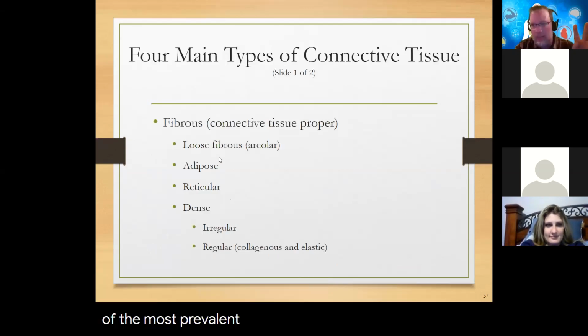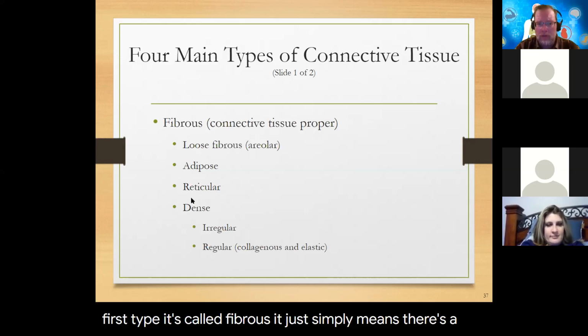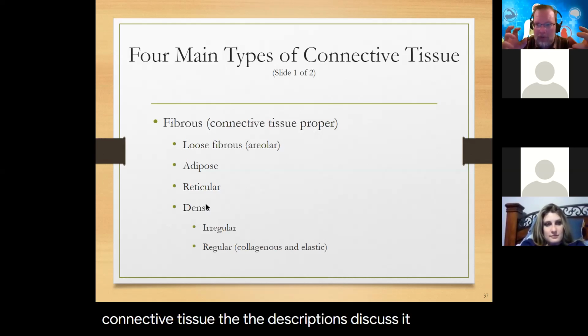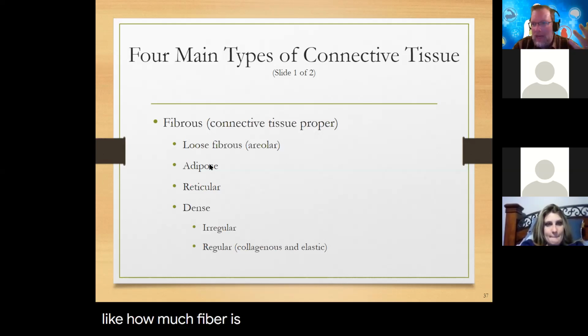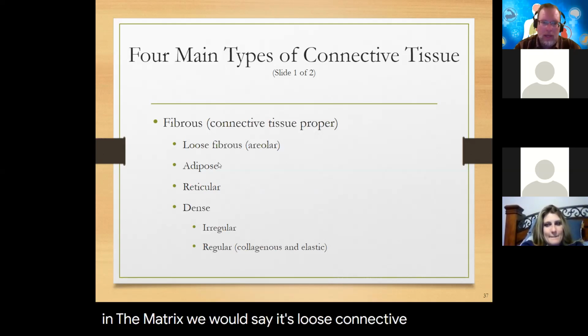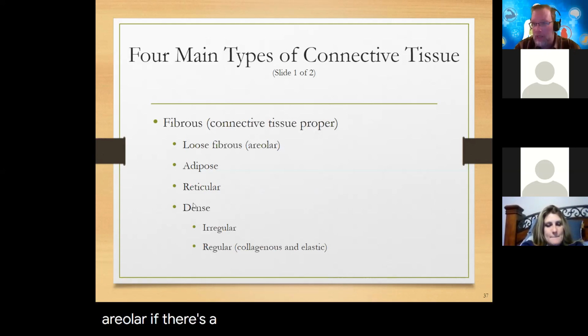There are 4 different types of connective tissues. This is the first type. It's called fibrous. It just simply means there's a lot of fiber involved. And here are the types of fibrous connective tissue. The descriptions discuss, in essence, how much fiber is involved. And what fiber, or where are we talking about? We're talking about in the matrix. So when there's not a lot of fiber in the matrix, we would say it's loose connective tissue or areolar. If there's a lot of fiber in the matrix, we say it's dense connective tissue.